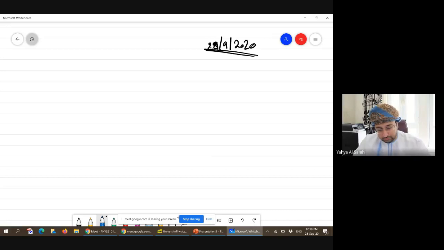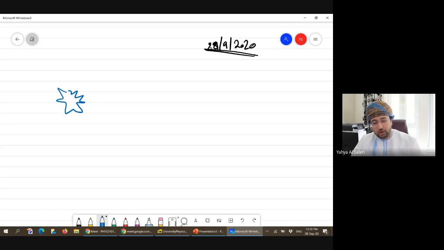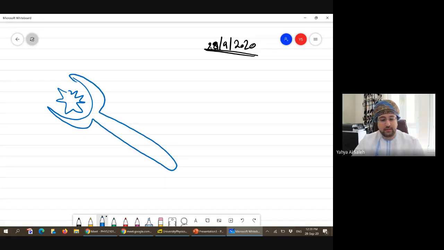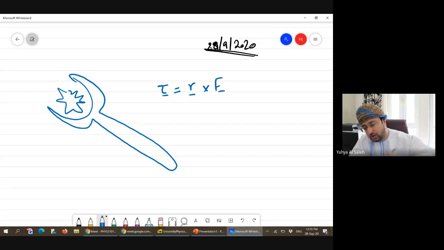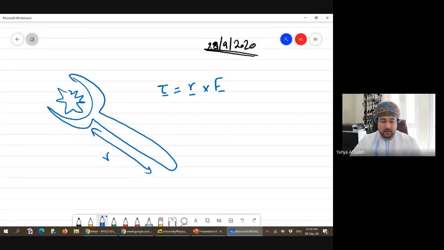Okay, so let's say you have some sort of cog like this. You use a spanner that looks like this to open it. The actual equation that we're going to use later in this course is torque equals R cross F, where R is your moment arm, the length of this, and force is the force you put here.